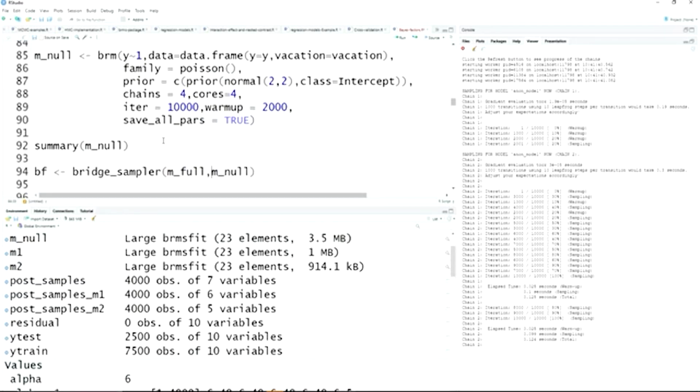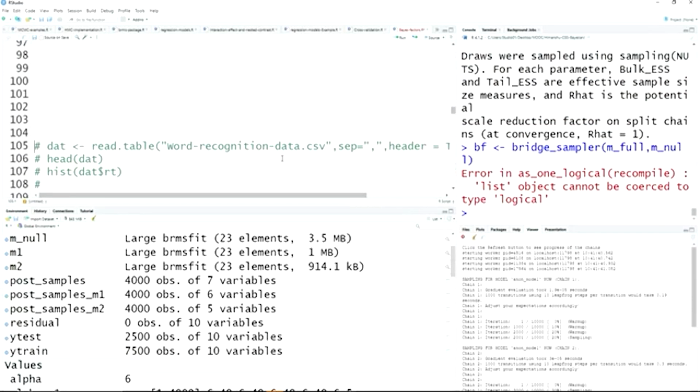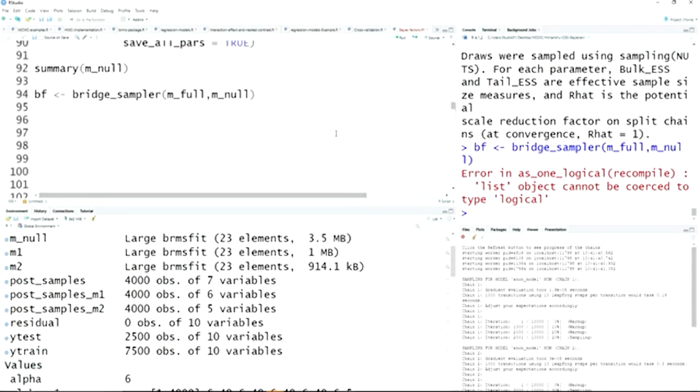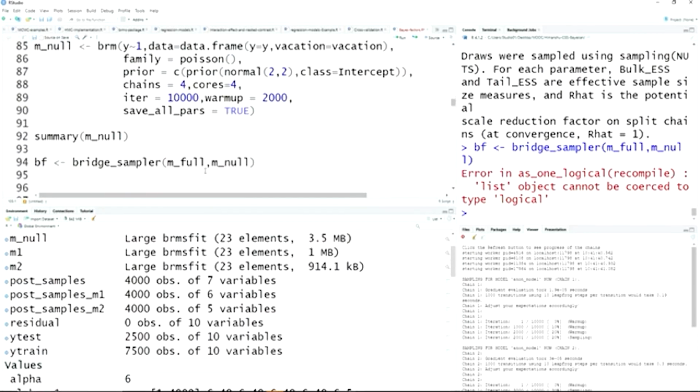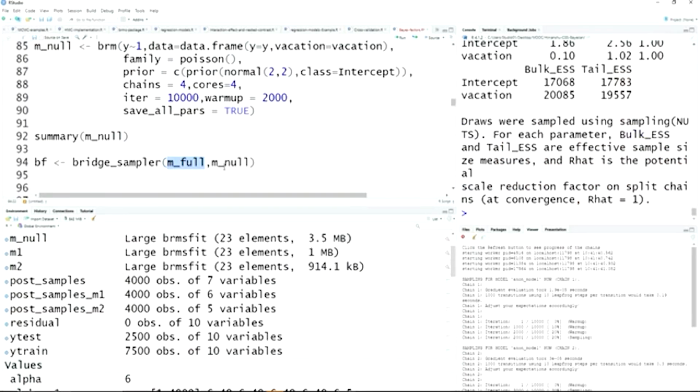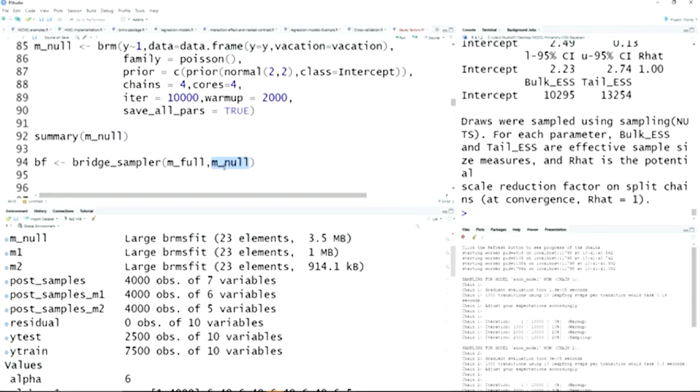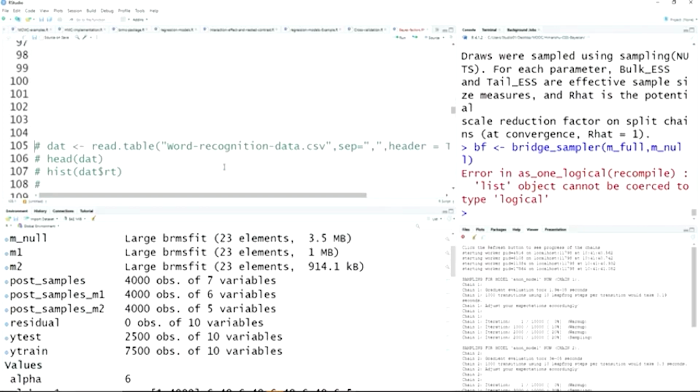So the two models that you wanted to compare are being written here, but these are fitted models, brms fit objects, right? And then I use this function bridge sampler. So when I run this, what happened? M full is there, M null is there.